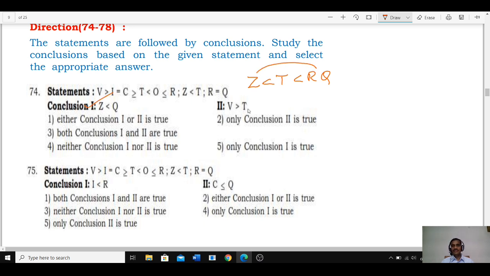Conclusion 1. V and T. V is here, T is here, between these two greater than is common, hence both 1 and 2. Choice 3 is the answer, 74.